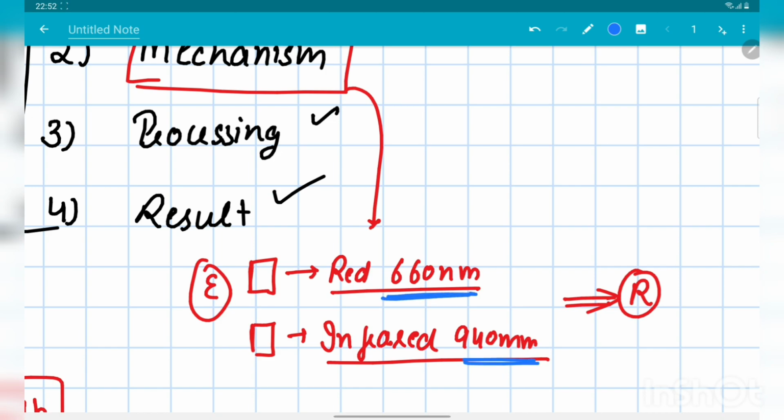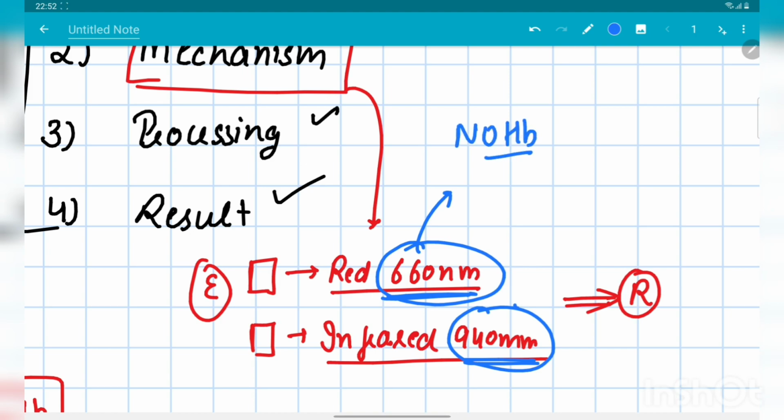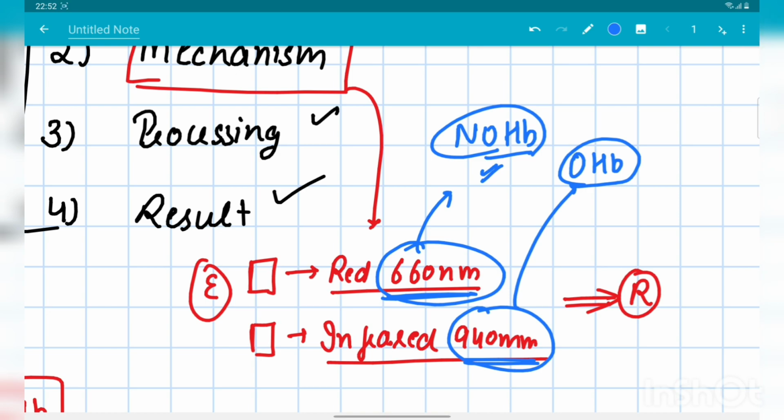Well, this is because at these wavelengths the difference in the absorption of light by the oxygenated and the non-oxygenated hemoglobin is the maximum. Like this 660 nanometer light is maximally absorbed by the non-oxygenated hemoglobin, and this 940 nanometer light is absorbed maximally by the oxygenated hemoglobin, and there is a lot of difference between the absorption of the light. So by this absorption we can measure the amount of oxygenated and non-oxygenated hemoglobin.